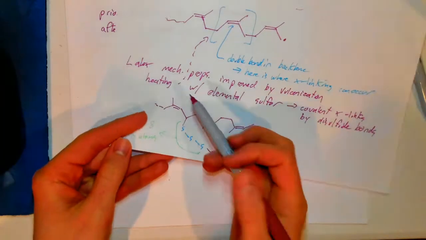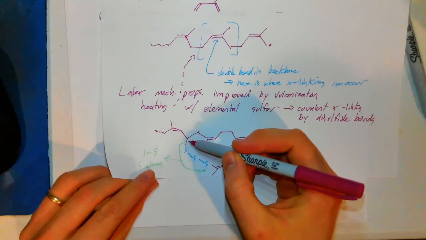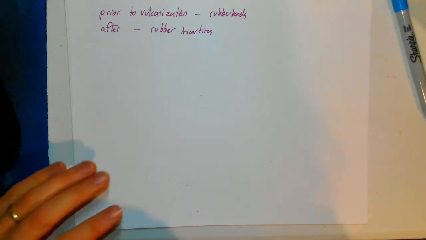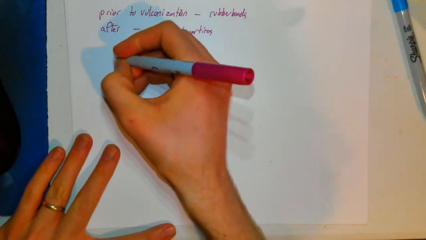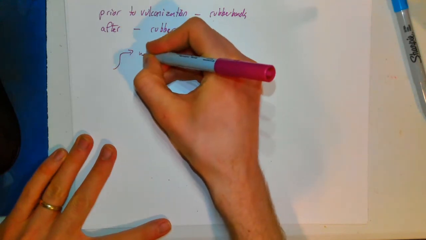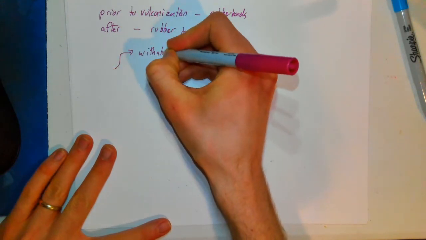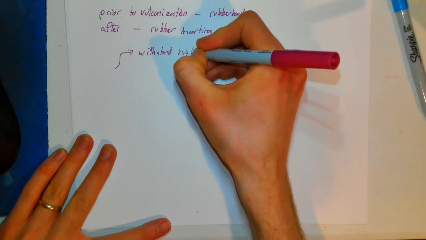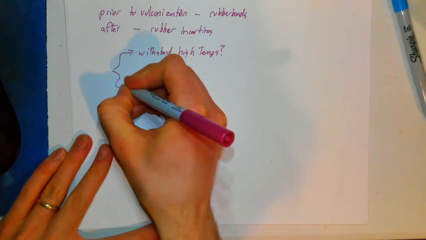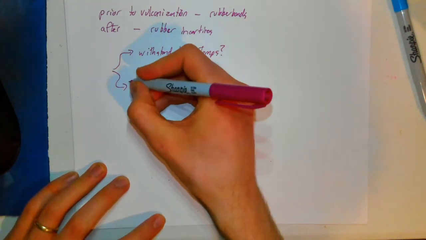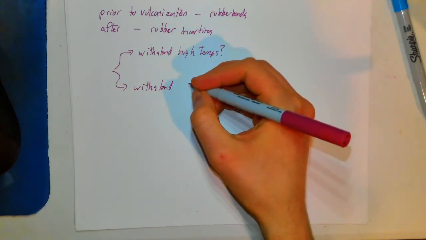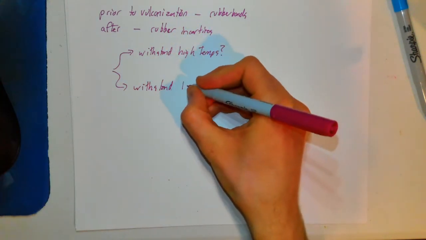So going back to here, I said that these sulfur bridges can be somewhere between 1 and 8 atoms. So let's think about two applications where we might want vulcanized rubber. Let's say we want it to withstand high temps. And then let's say in some different application, we want it to withstand lots of stress cycles.